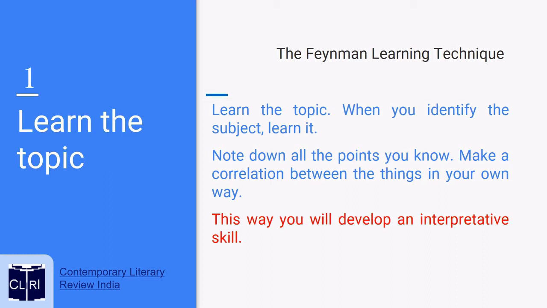For example, you can create a table with new and different headings and put all the information under different headings. Or you can categorize your information. You can even make a reason and aim, like why this information is really required and what is the goal of this knowledge. This way you will develop an interpretative skill.